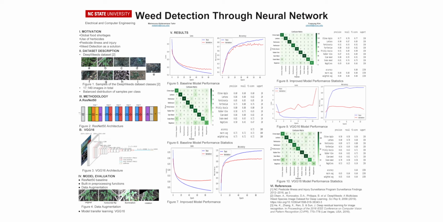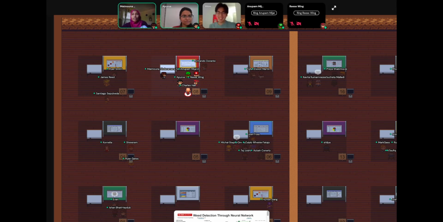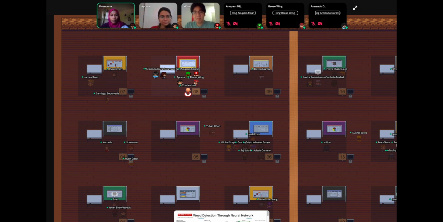There was an NC State article that we came across. He was talking about how the use of herbicides to get rid of unwanted vegetation had been causing a lot of pollution, health issues, and decay in food production. So in order to mitigate this problem, the smarter approach might be to use weed detection instead of chemicals that are harmful for the environment and for people.